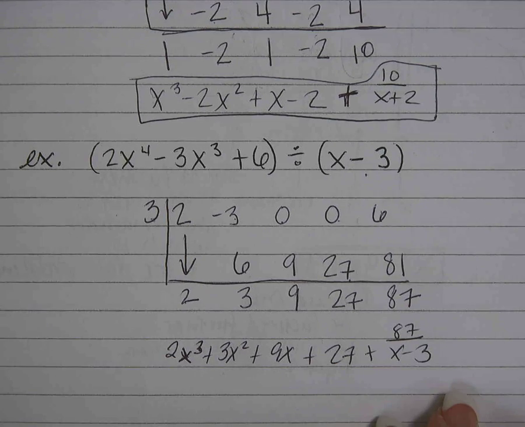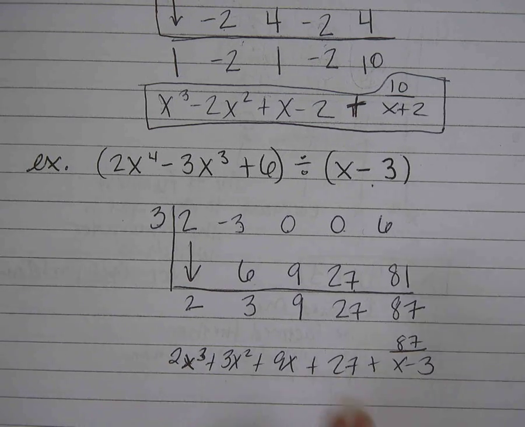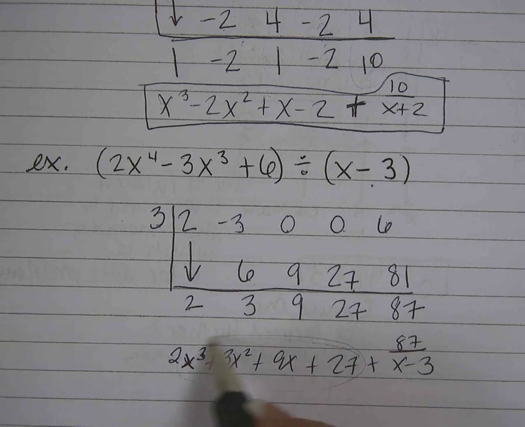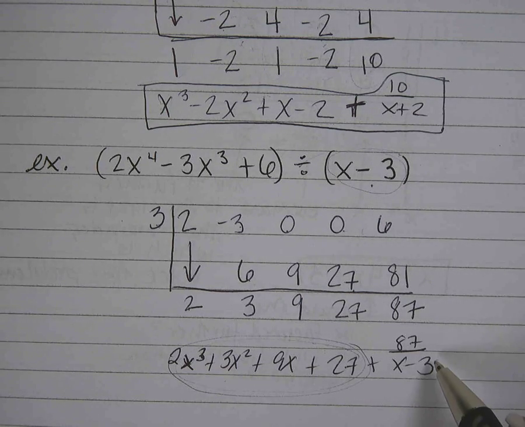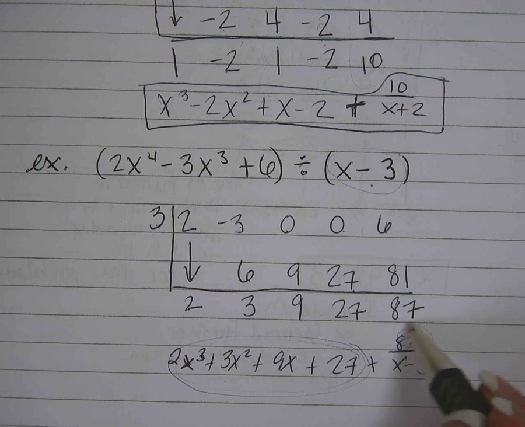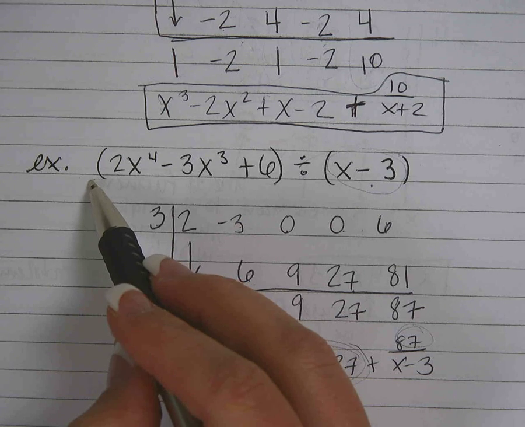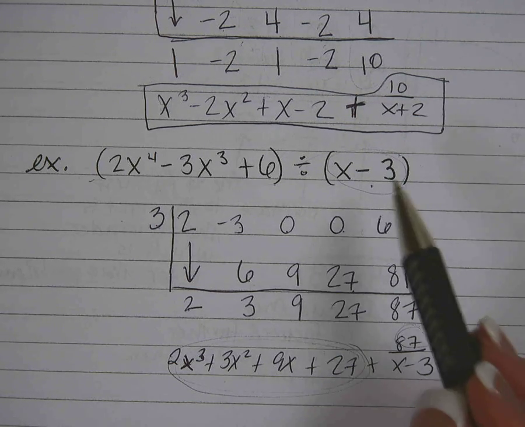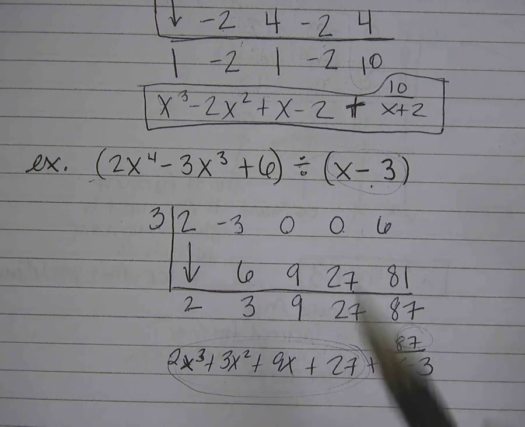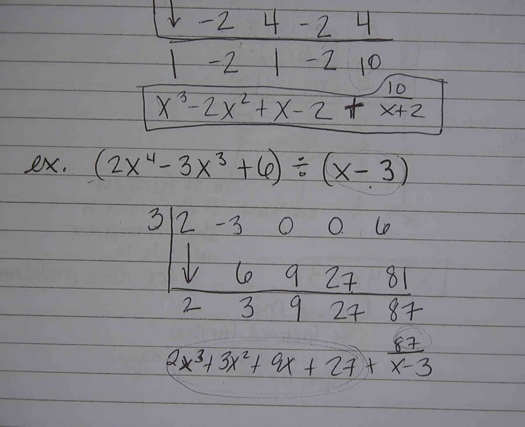How could you check to make sure that this is right? What you would do is you would multiply this times this and then add in this 87 remainder at the end, and it will equal this. So theoretically, this is one of those things that you could check before you even turn it in to me and tell me Miss Randall tried or Miss Randall's wrong. So you would multiply this times that and add in your remainder, and that would give you your original problem.